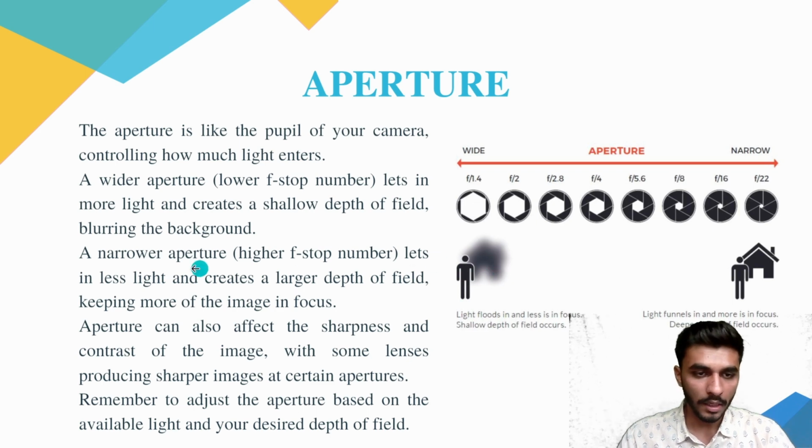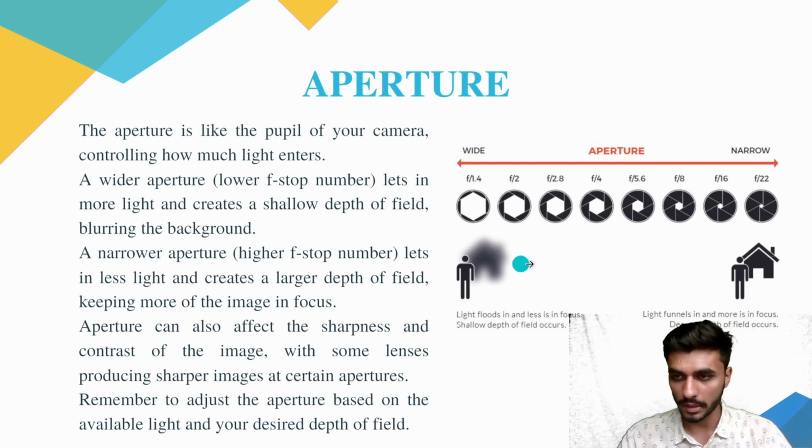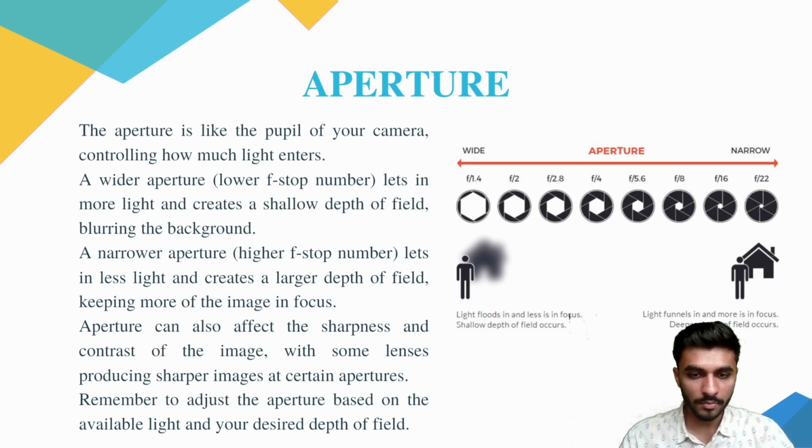background. A narrower aperture lets in less light and creates a larger depth of field, keeping more of the image in focus. In the last one, we can see that the aperture is narrow and the image as a whole is in focus. Aperture can also affect the sharpness and contrast of the image, with some lenses producing sharper images at certain apertures. Remember to adjust the aperture based on the available light and your desired depth of field.